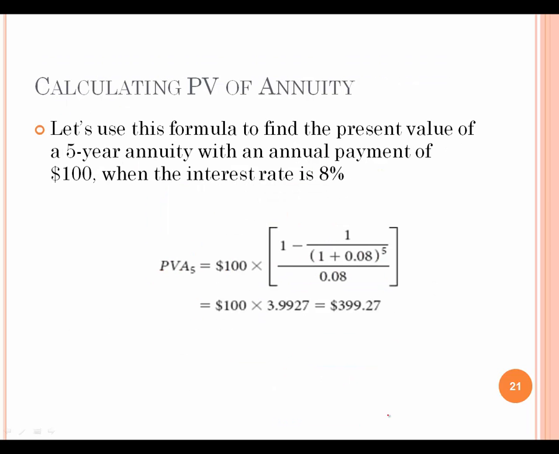Now when we use that formula, we can find the present value of a 5-year annuity, so N will be 5, annual payment of 100, so payment will be 100, and interest rate is 8%. We can plug in all these numbers into the formula and get the present value of this annuity, which is $399.27. I strongly recommend you to follow this formula, plug in the numbers yourself, and check if you can get the same results.